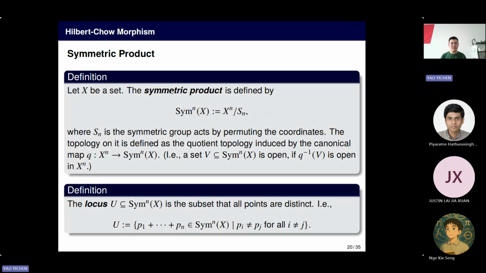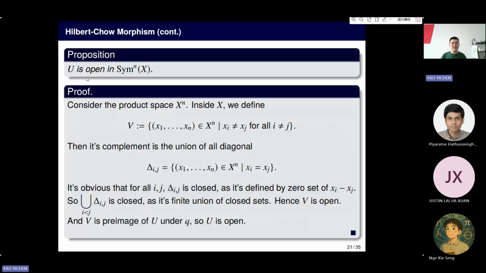The symmetric product for a set X is defined by X^n quotient by S_n. We just take its orbits, and then we can define a quotient topology on it. We define the locus U to be the points in the symmetric product where every point is different. We can see that U is an open set in this symmetric product because the symmetric product topology is the Zariski topology with the quotient topology.